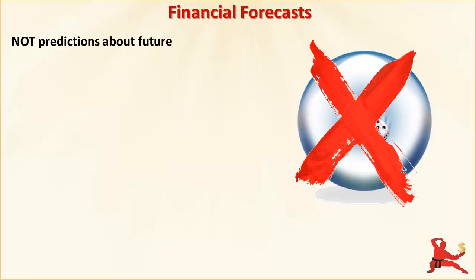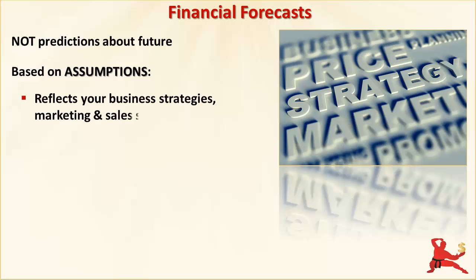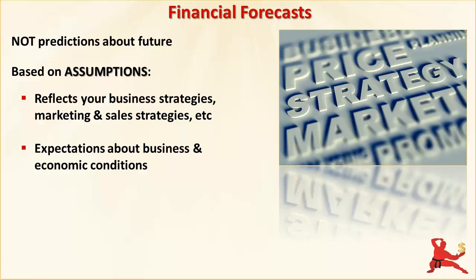Forecasting is not about predicting the future. Rational forecasting is based on realistic assumptions about likely future outcomes. Your assumptions are a reflection of your business and marketing strategies and your expectations about business and economic conditions in the forecast period. For this example, we are going to do a 3-month forecast. However, the same principles demonstrated here apply to preparing annual budgets. In this instance, our forecast runs from November to January, so we need to factor in seasonality issues.